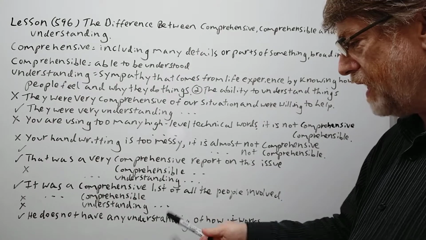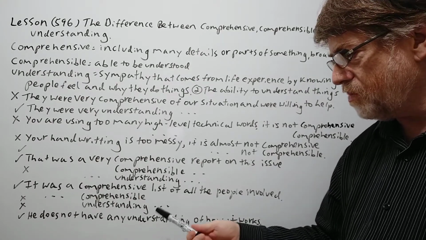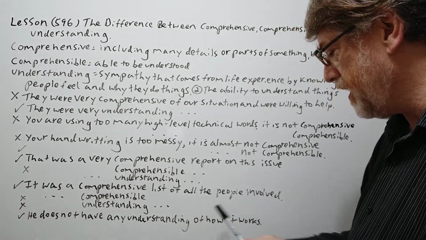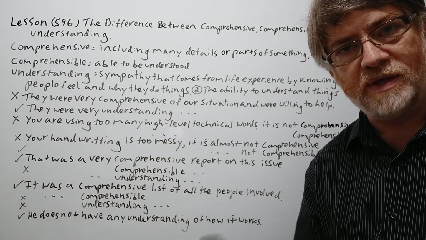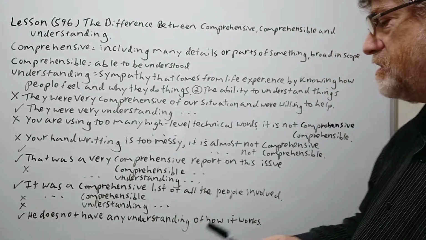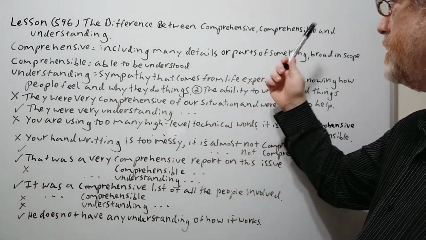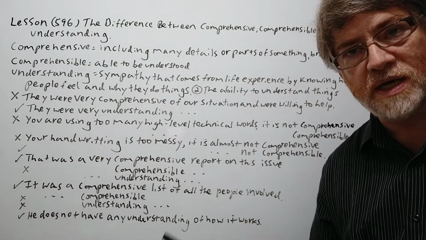Okay. And then the last one, it really is just understanding more as a noun. He does not have any understanding of how things work, the ability to understand things. So that's how we would use it. We definitely would not use either of the adjectives here, comprehensive or comprehensible.